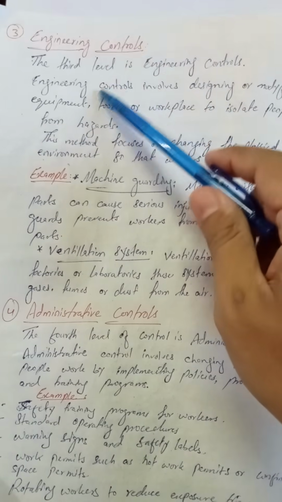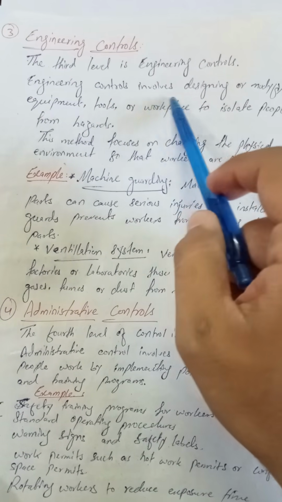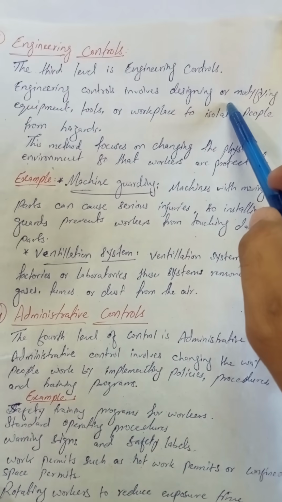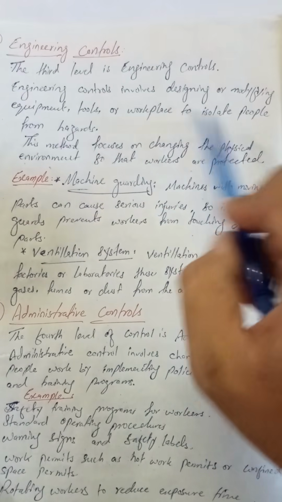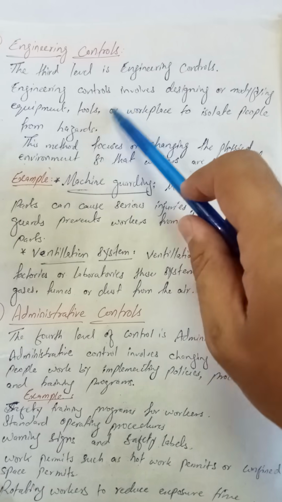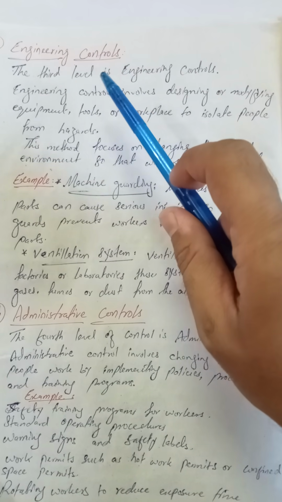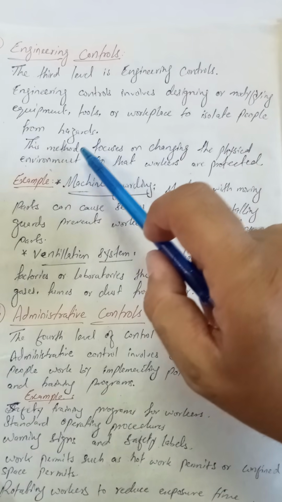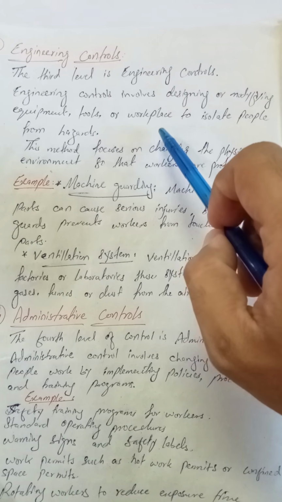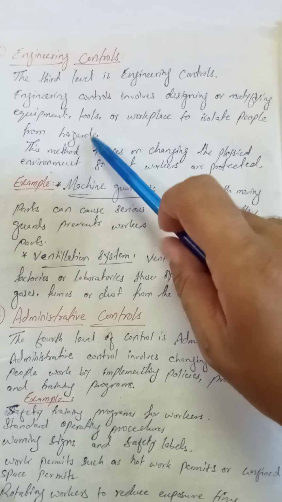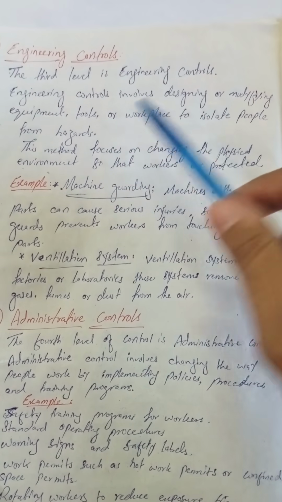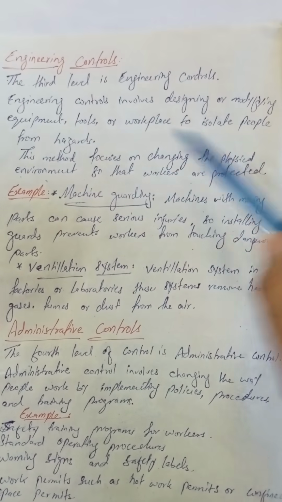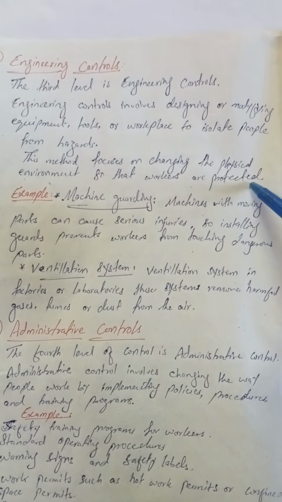The third control is engineering control. Engineering control involves designing or modifying equipment, tools, or the workplace to isolate people from the hazard. This is another technique. Engineers use calculations or designs to modify tools and equipment to isolate people from the hazard. This method focuses on changing the physical environment so that workers are protected.